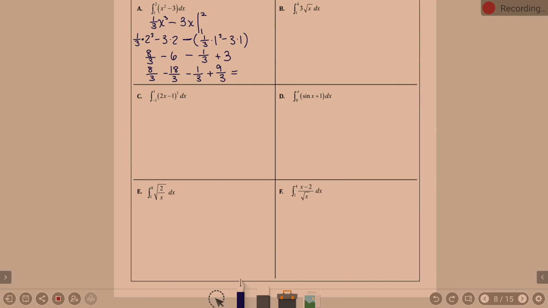Why is it negative 2/3? What did you guys say the answer was? I did 8 minus 18 is negative 10, minus 1 is negative 11, plus 9 is negative 2/3. I got it. Okay. Never mind. It's easy.